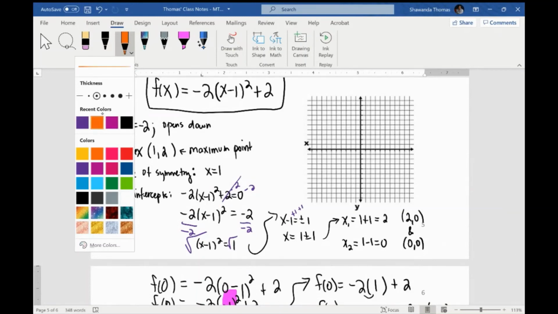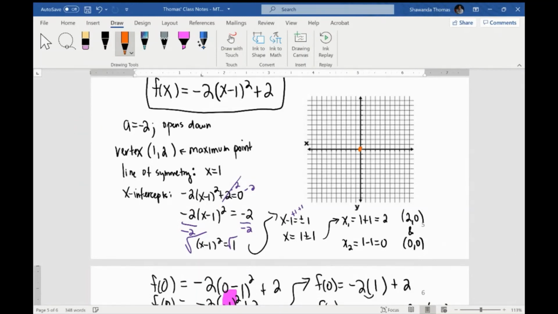We have 0, 0, obviously. We have 2, 0, obviously. Our vertex was 1, 2 right here. If you wanted to, you can add more points to figure out what it is. That's pretty good, though. I see that symmetry, so I'm just going to try to curve it.